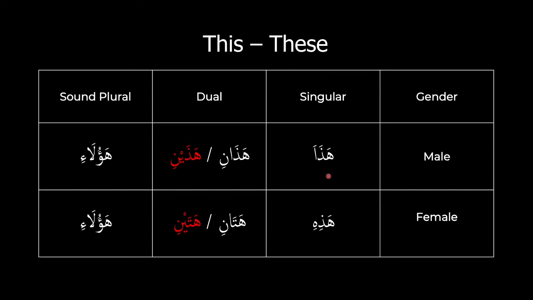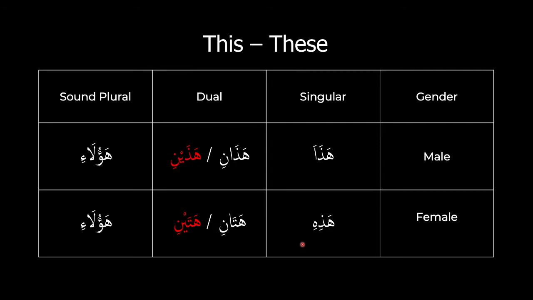So let's go over them. First we have hadha, which is used if you want to point to something that's masculine and singular. Then you have hadhani, which is used if you want to point to two objects that are masculine, and then you have hadaini, which is the nasab and jar version, and then you have haulai, which is used if you want to point to something that's masculine and plural.